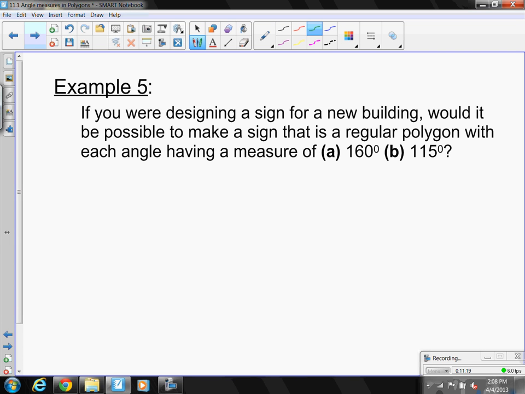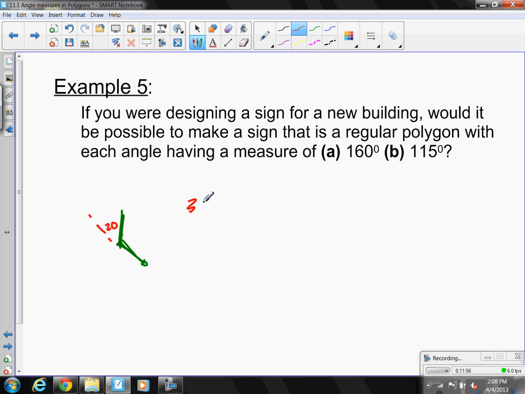If you were designing a sign for a new building, would it be possible to make a sign that is a regular polygon with each angle having a measure of 160 degrees, or 115 degrees? So basically, can I make a polygon with a 160 degree angle at each vertex? Or will one of them have to be different? So using that Dakota Dorn method, if the interior angle is 160, this exterior angle is going to have to be 20.